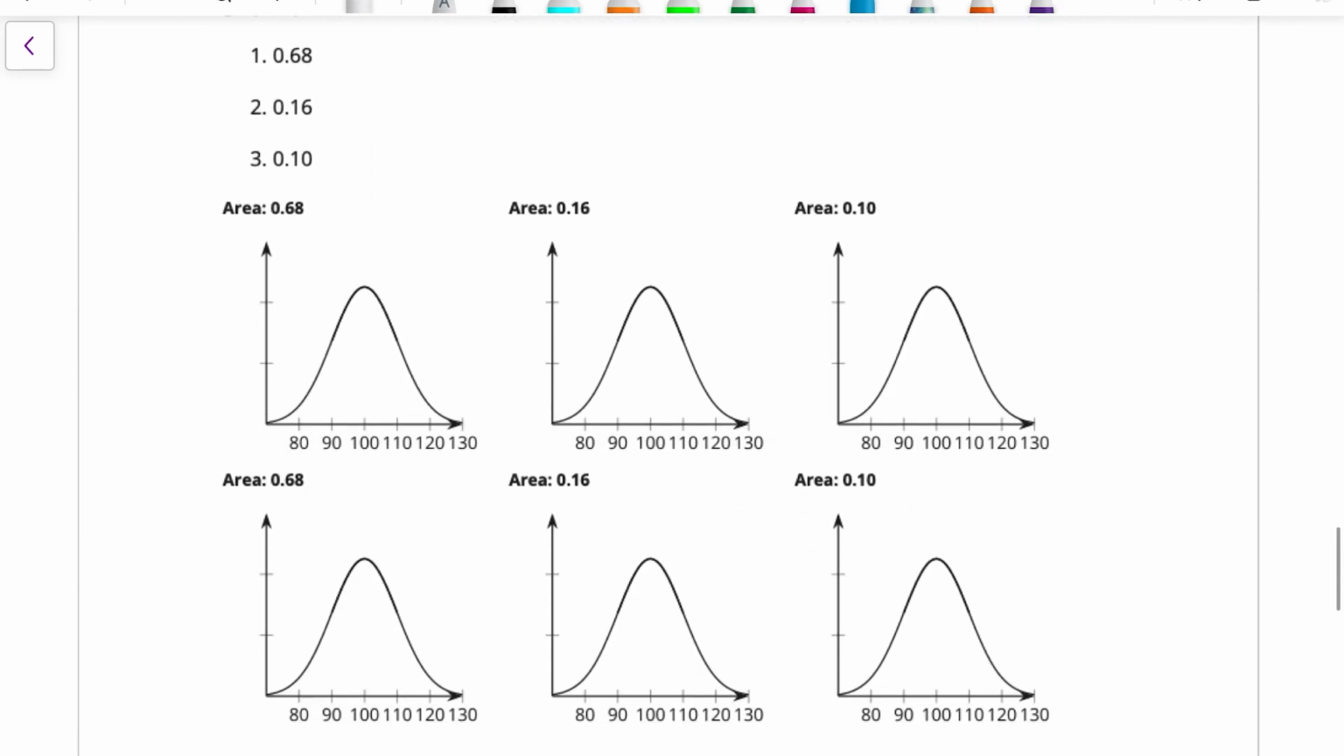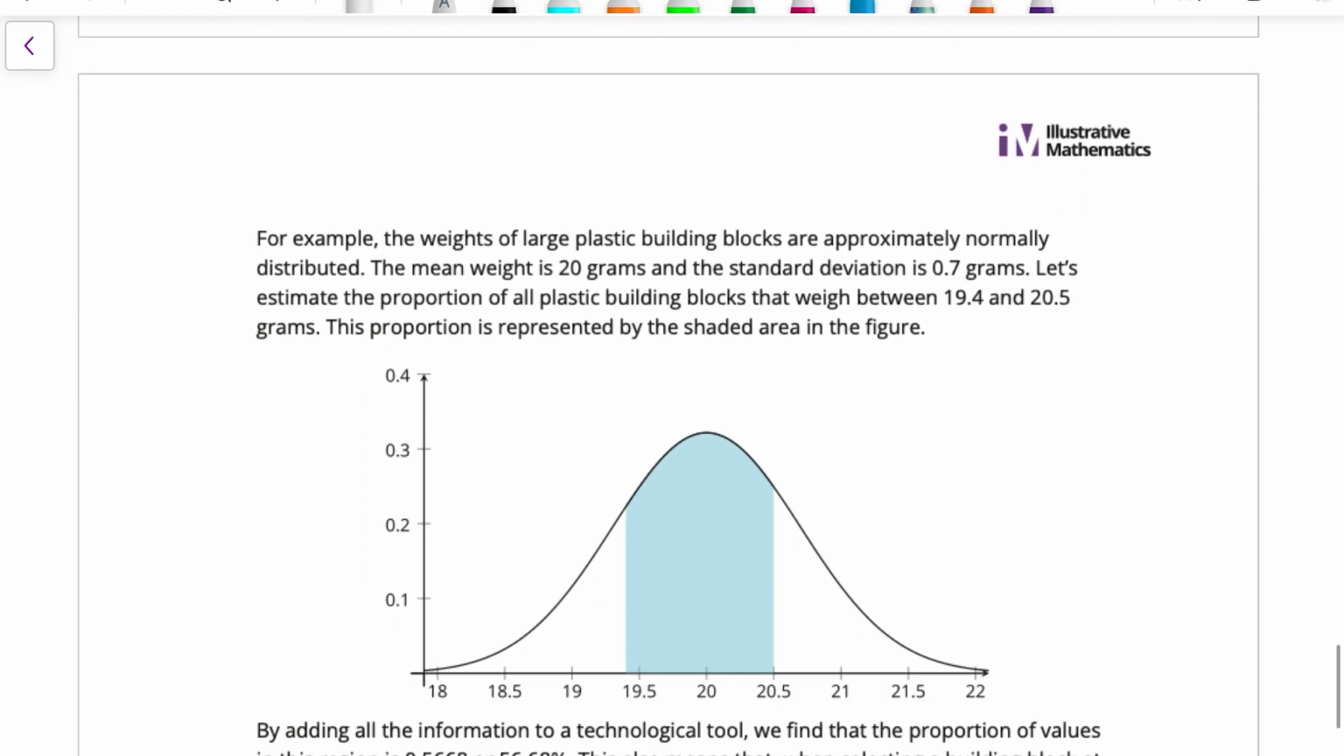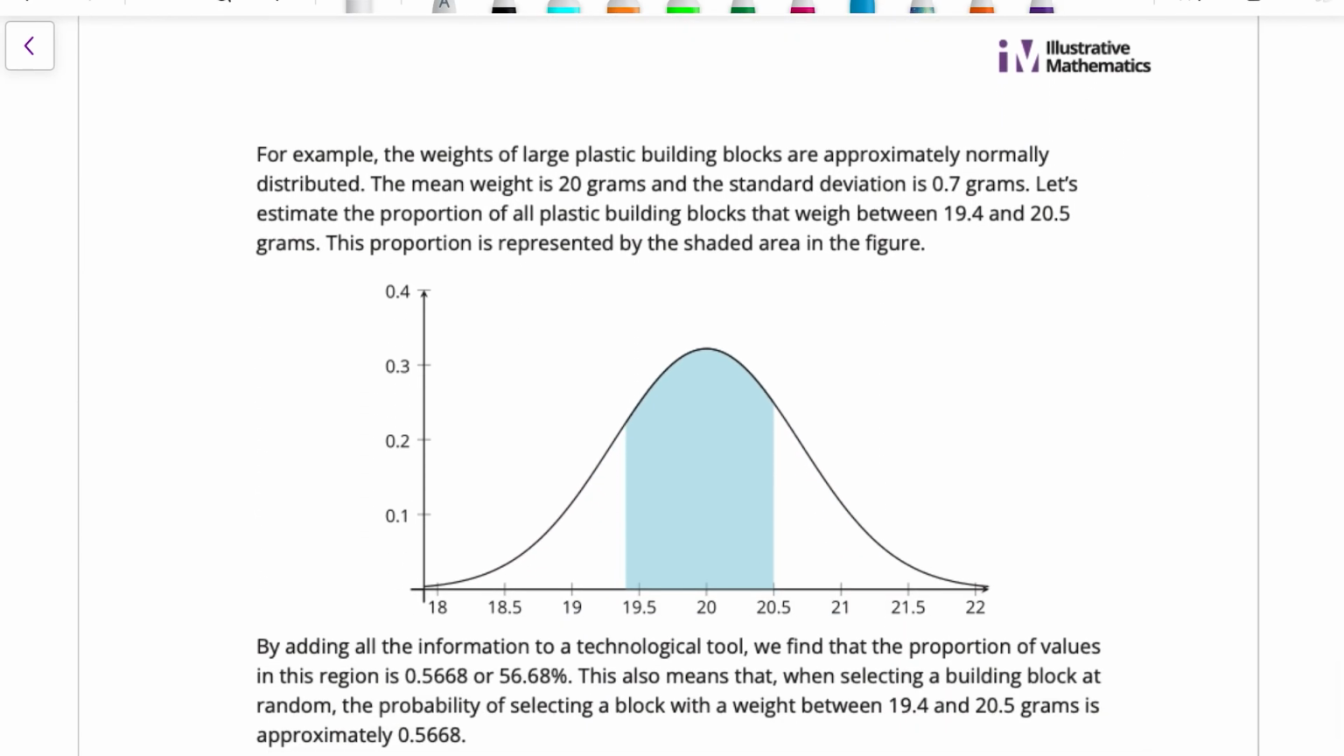And then you have the summary here that you can read through if you want, but it just kind of reiterates how we can use Desmos or a graphing calculator like a TI-84 to figure out what the proportion is within a certain region when you have a normal distribution.